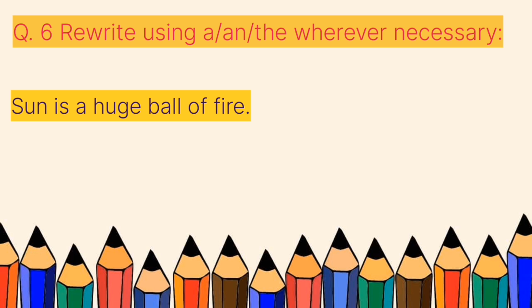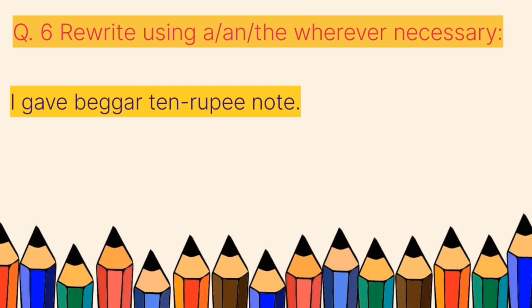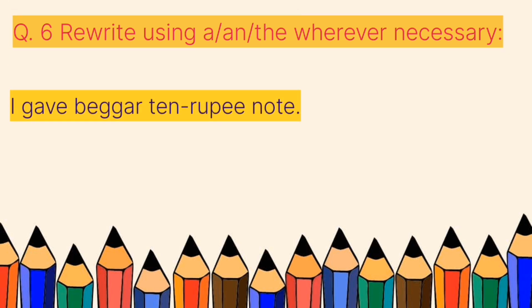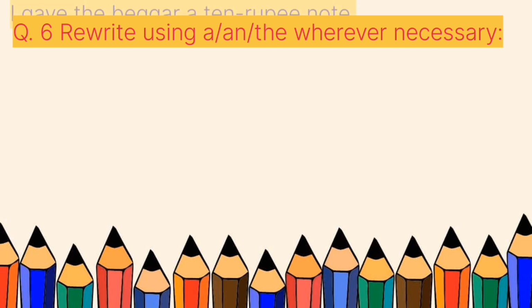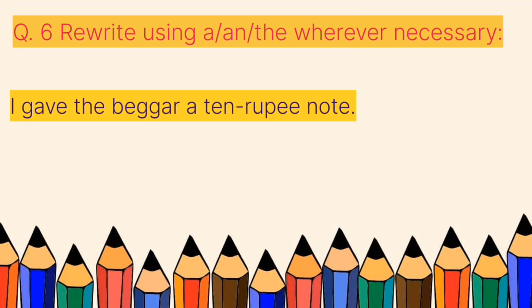Next example: I gave beggar 10 rupee note. The answer is, I gave the beggar a 10 rupee note. The article the is used to refer to a specific beggar and the article a is used to refer to a non-specific 10 rupee note. And 10 rupee note begins with the consonant sound T.